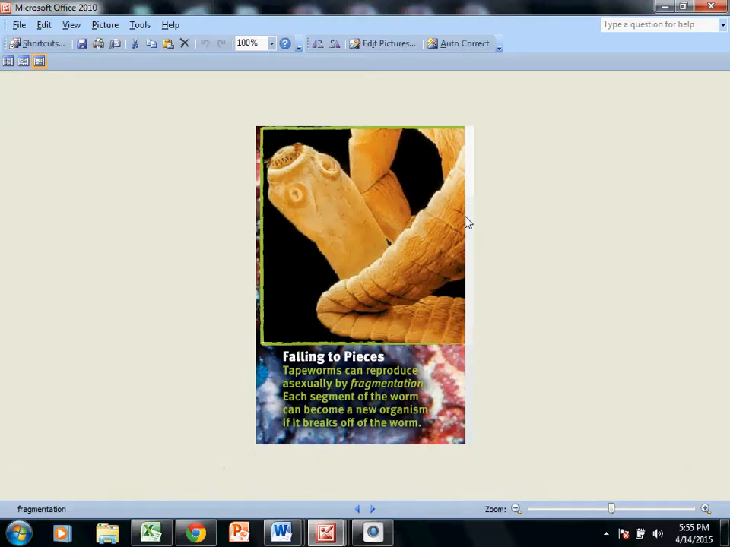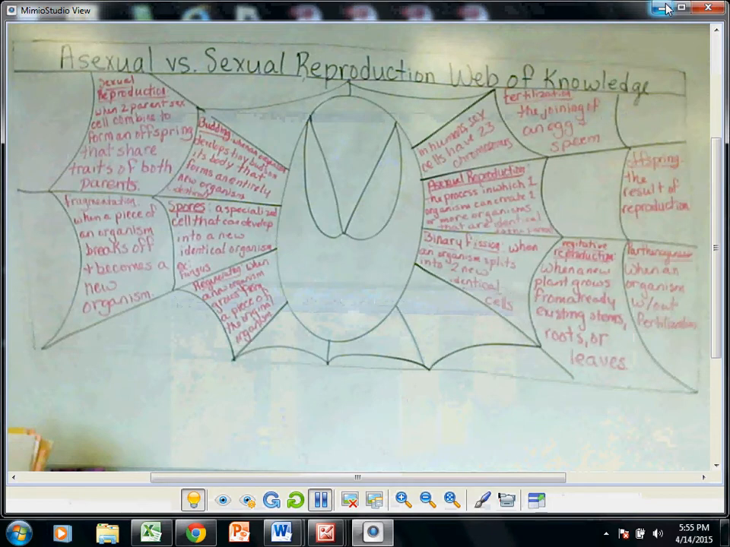So we know that worms are segmented. So if one of these basically breaks off, if it's cut in half, sort of like if we were looking at this and then from here on down just broke off. Basically what would happen is that broken off part could become a new organism, a whole new tapeworm in this example. Many worms do that type of reproduction because they're segmented.